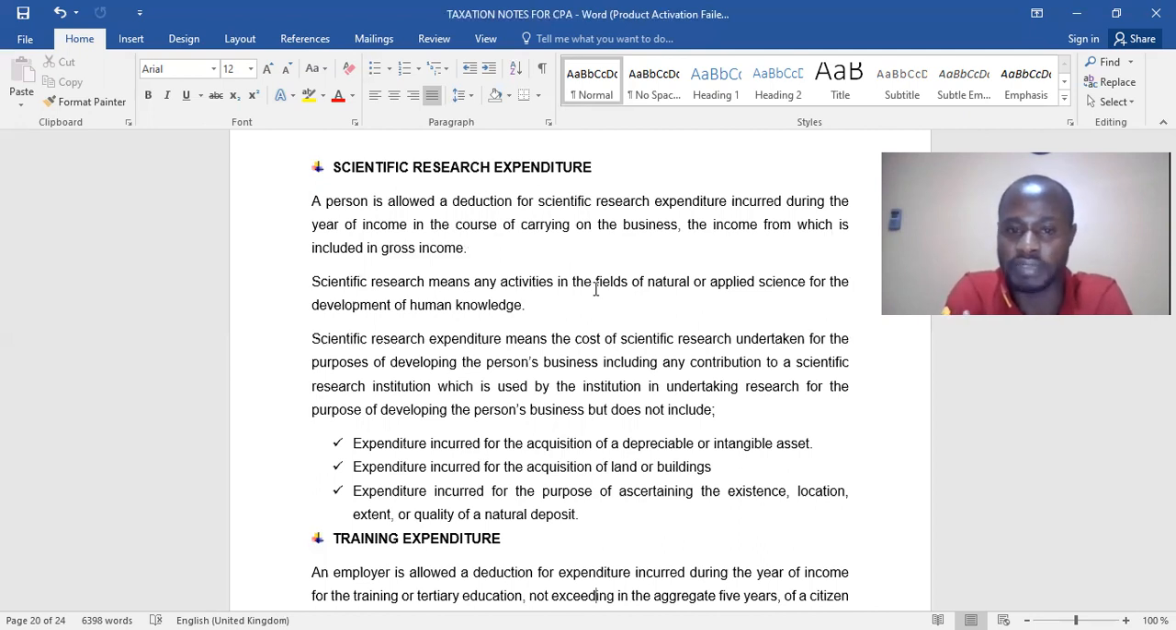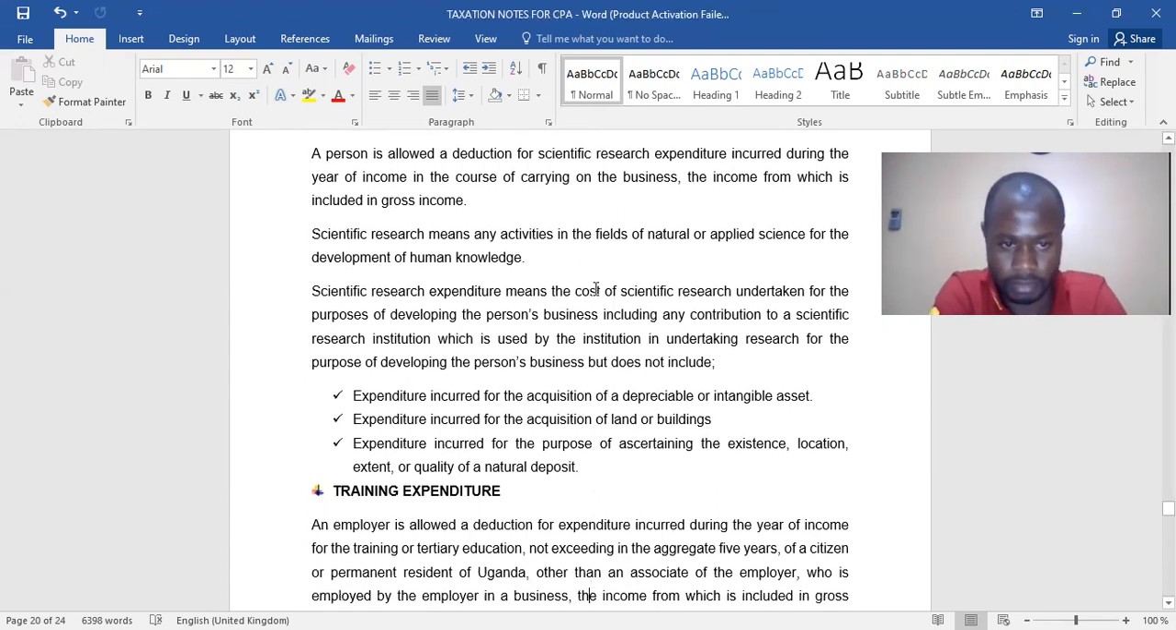Scientific research means any activities in the fields of natural or applied sciences for the development of human knowledge. And therefore, scientific research expenditure is the cost of scientific research undertaken for the purposes of developing the person's business, including any contribution to a scientific research institution, which is used by the institution in undertaking research for the purpose of developing the person's business, but does not include expenditure incurred for the acquisition of a depreciable or intangible asset, expenditure incurred for the acquisition of land and buildings, expenditure incurred for the purposes of ascertaining the existence, location, extent, or quality of a natural deposit.